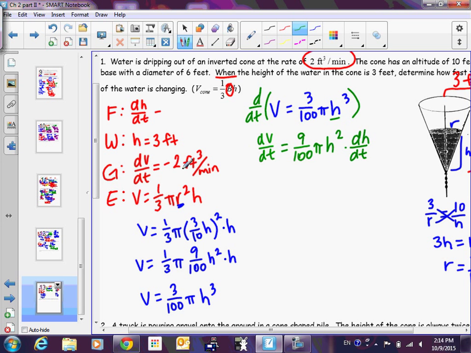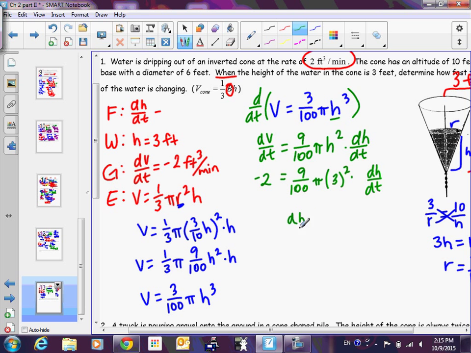Okay, now we're ready to plug in. After you derive, you plug in. So dV over dt, let's put in a negative 2. 9 over 100, we'll rewrite that. H, that's 3. And dH over dt is what we're looking for. And so again, you can use the solve feature, you can use algebra, use your calculator.